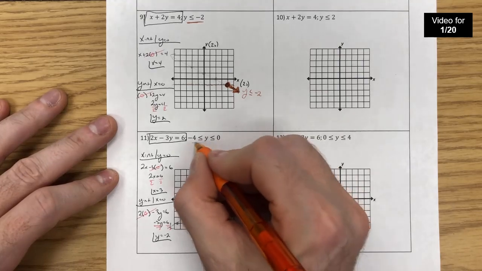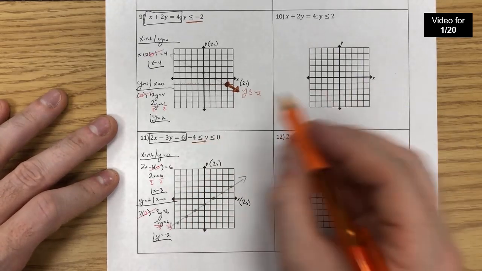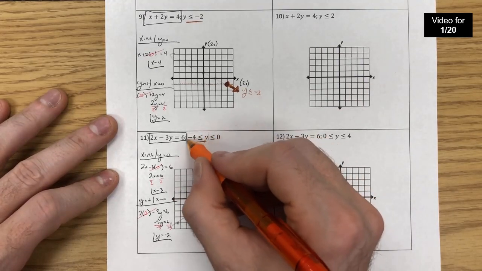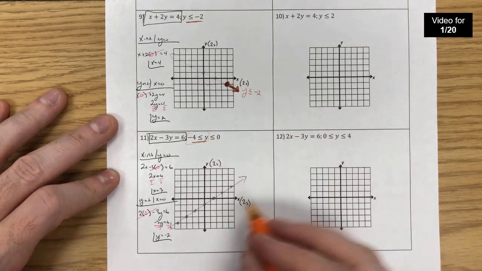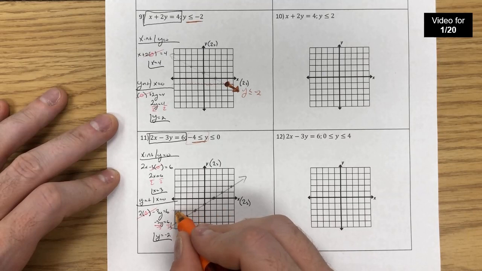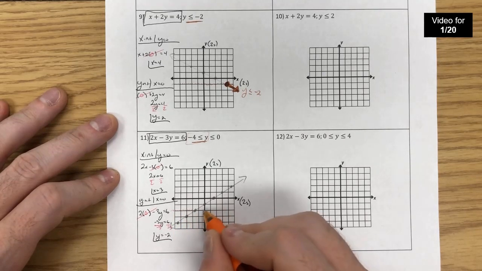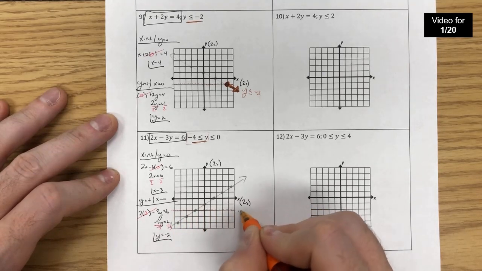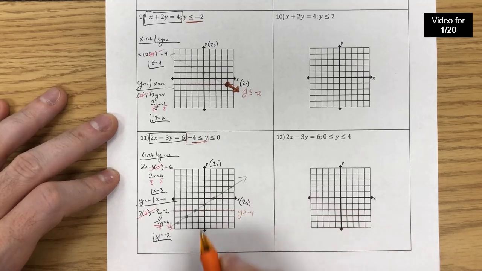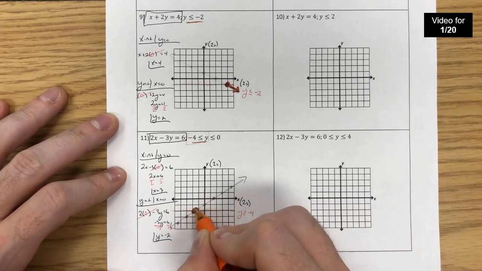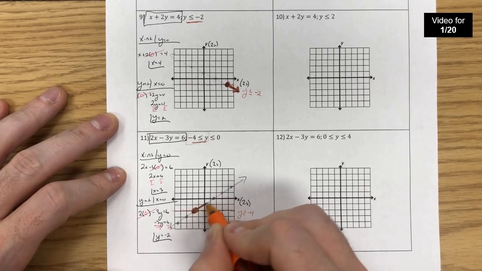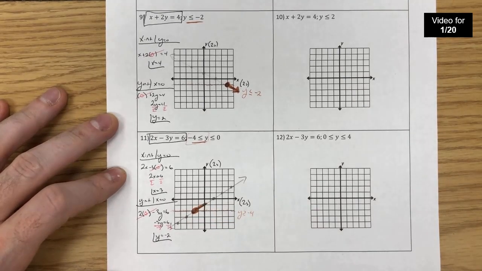But in this case, I have 2 barriers. I have y is greater than or equal to negative 4. I'm going to say, okay, cool. Draw my little barrier at negative 4, and say it's greater than or equal to, which means equal to, I shade in the point, greater than, I shade up. But how far up?